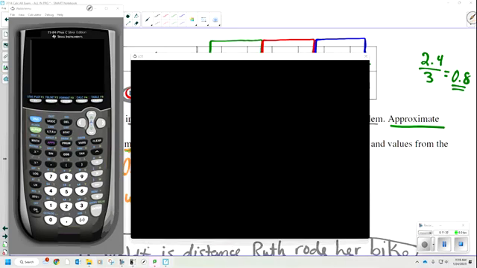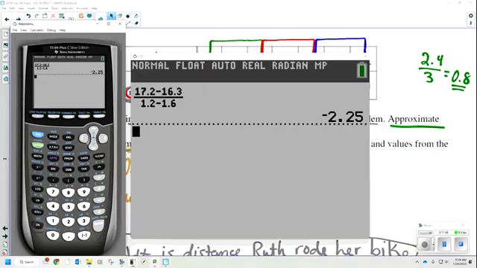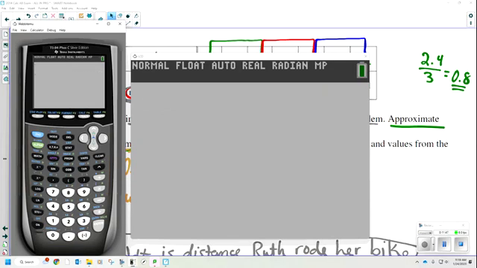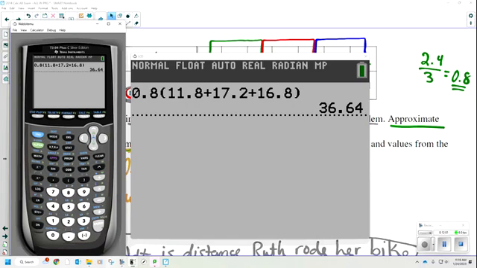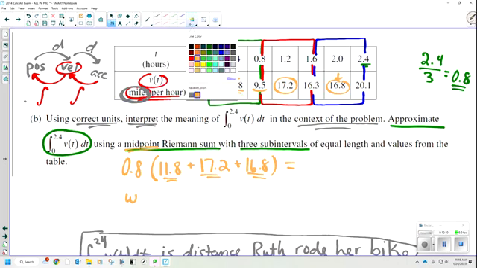Oh, put down that pen, silly you. Okay, got to get rid of these little orange dots. Delete them. Turn this on. Clear this out. I'm going to take 0.8 and multiply that times my sum. 11.8 plus 17.2 plus 16.8. And if I did things correctly, I should end up with 36.64 as an answer. Okay, so go here, here, here, here, here.